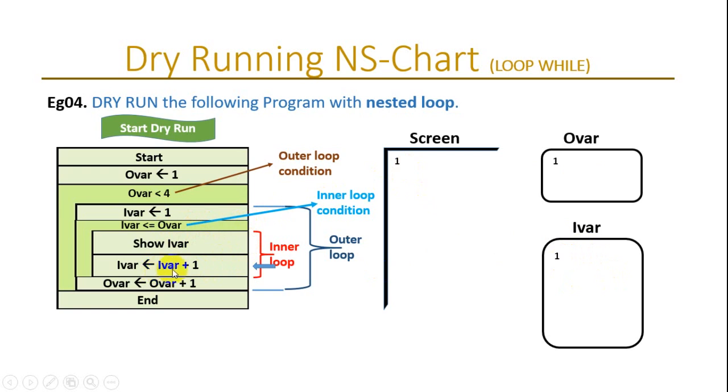Now this one says increase IVAR plus IVAR. So IVAR equals IVAR plus 1. So currently IVAR is 1. 1 plus 1 will be 2. So 2 right back to IVAR. Okay, so this goes off and this becomes 2.